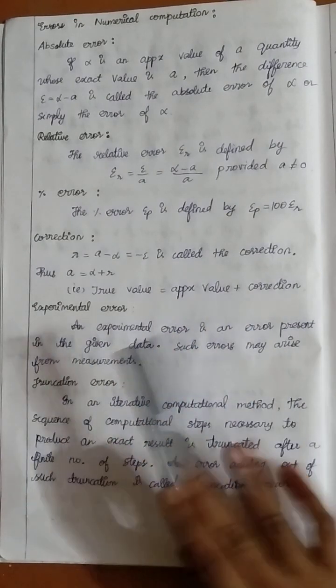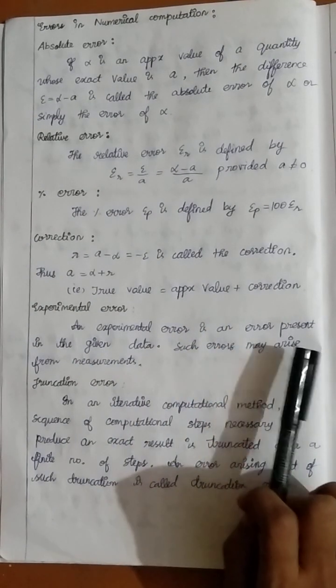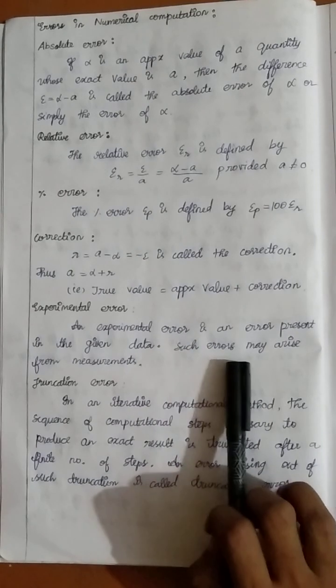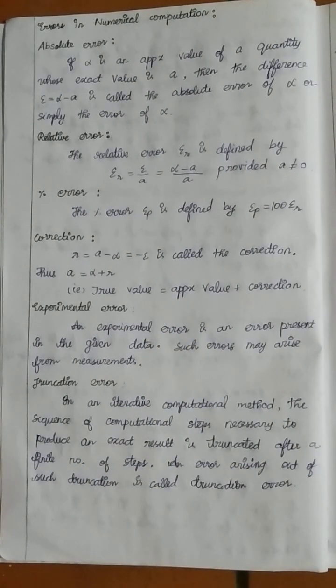Now I have something called experimental error. An experimental error is an error which is present in the given data that may arise from measurements. It's like I am doing some experiment with a screw gauge and I am measuring with some flaw. So that may be called experimental error. And now I have something called truncation error. Truncation error is something like, if I have to do 5 steps to get some exact approximate value, but I stop in the second step itself, I will get some error there, right? That is called truncation error.